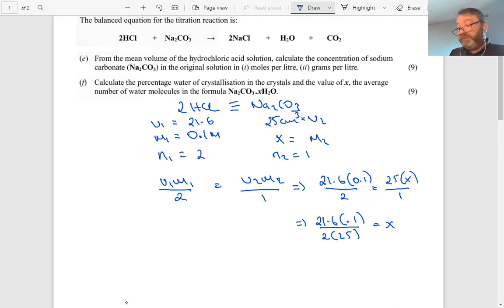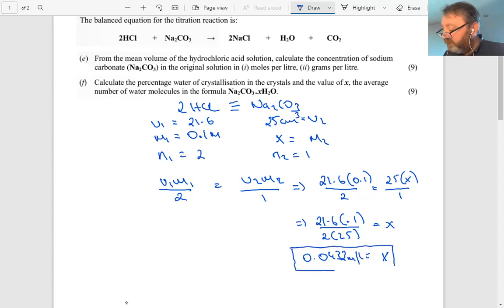So now you go to your trusty calculator, you turn on your fraction, you put your 21.6 times 0.1 on the top, and you put your 50 on the bottom, and lo and behold, it tells you in decimal form that x is equal to 0.0432 moles per litre. Because don't forget, the result of titration is always in moles per litre. So as soon as you work out the concentration of the species whose concentration you don't know, it's always in moles per litre.